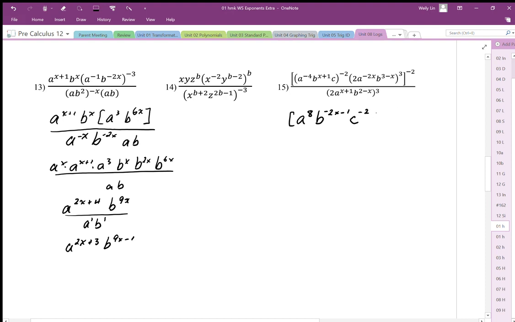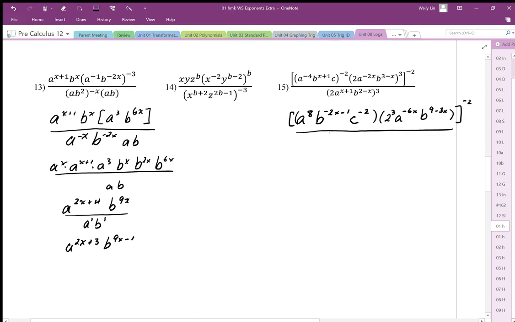Here we end up with, I'm going to separate these out with round brackets. 2, we have to remember to apply the exponent of 3 to the 2. So I'm going to keep it as 2 cubed. A to the power negative 6x. B to the power, we're going to multiply that so it becomes 9 minus 3x. And that's all to the negative 2 power.